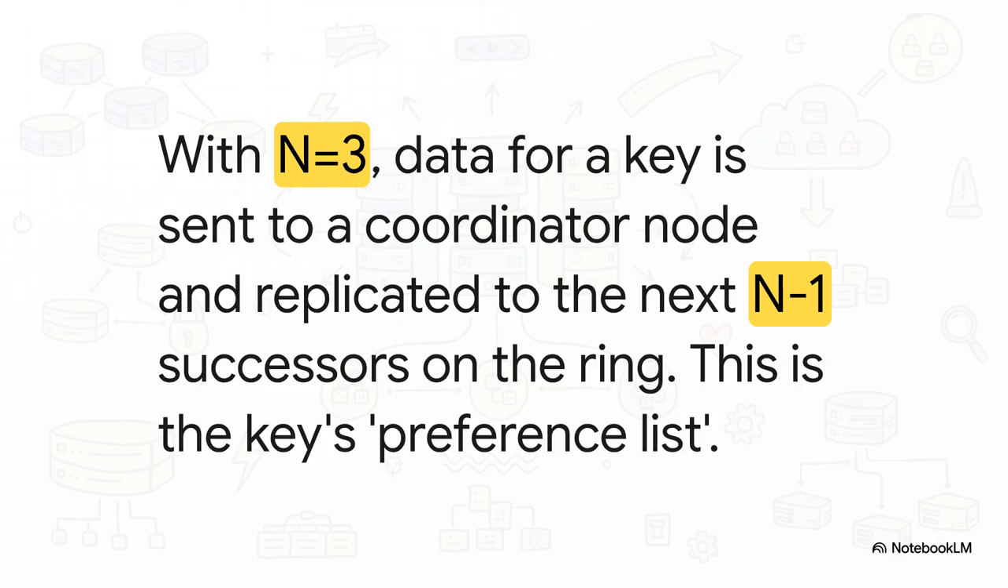So how does this replication actually work with our consistent hashing ring? Well, it's pretty slick. The first node that's responsible for a key, node B in this case, becomes the coordinator for that write operation. If our replication factor N is 3, that coordinator is responsible for sending copies of that data to the next 2, or N-1 servers it finds as it walks clockwise around the ring. That group of N nodes is called the key's preference list.